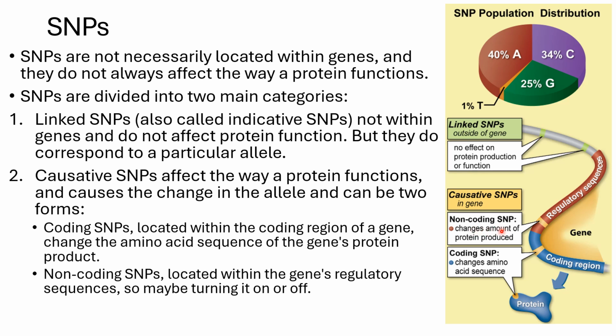Non-coding changes the amount of protein produced. Coding changes the amino acid. So coding SNPs located within the coding region of a gene change the amino acid sequence, like we said in BLAD, where it was changed and the amino acid changed. Non-coding SNPs located within your gene's regulatory sequence may be turning it on or off. Okay, so you can see this one is in the regulatory and this one is in the coding region.